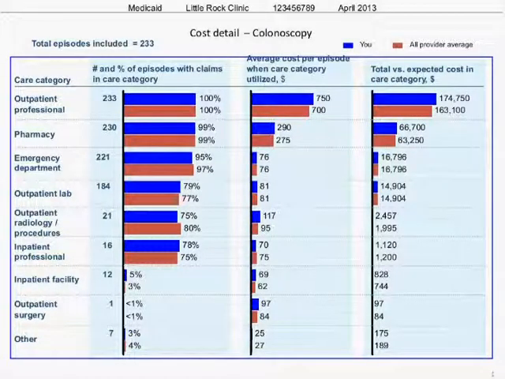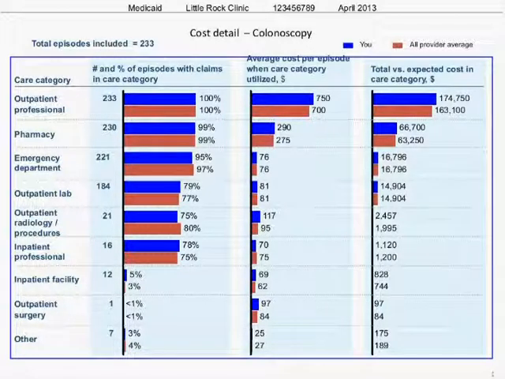The last page of the report we're going to look at is the cost detail. Like previous reports, it will break down the cost categories associated with episodes of care. This gives the provider the opportunity to see where they are in relation to other providers, how they're doing well, and also where they may have areas where they can make some improvement.